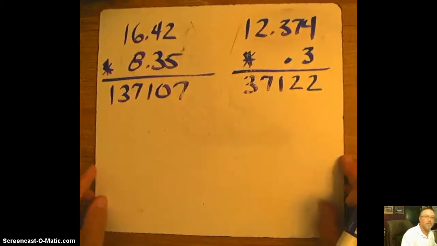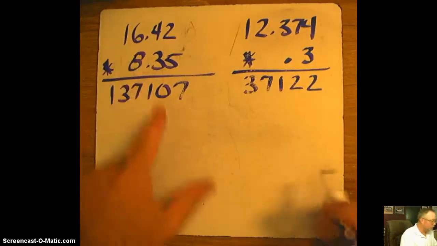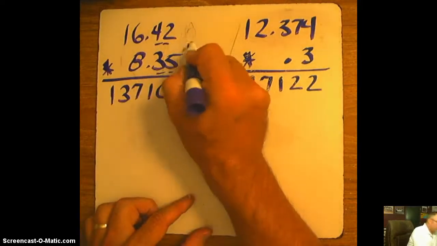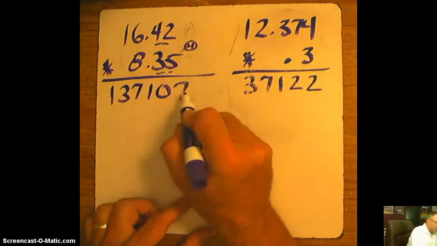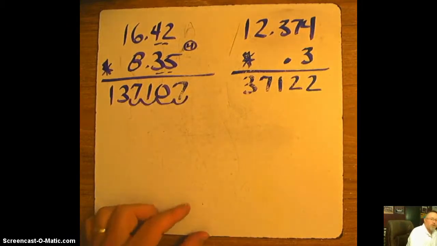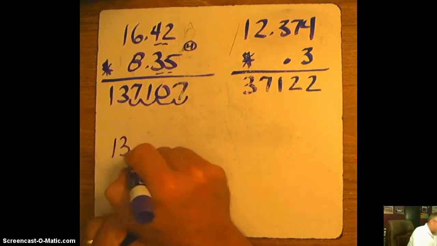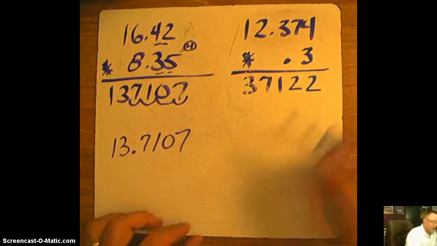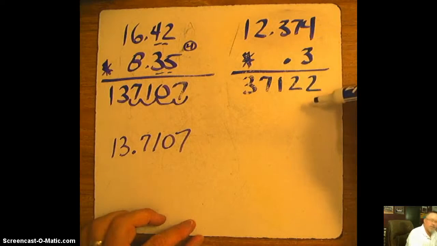So we're again moving decimals to the left once we get our answer in the problem completed. If we look at a couple more, in this case we have 1, 2, 3, 4. So we have 4 numbers behind the decimal. When I move this, I'm going to go 1, 2, 3, and 4. So my answer really would be 13.7107 for this one.